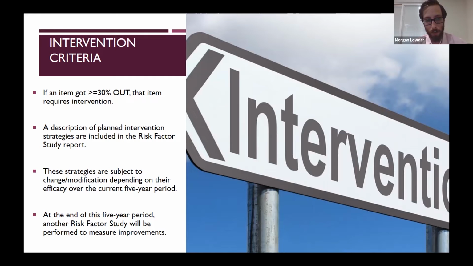If we intervened on every item that had just 1 or 2% out, then that would require a lot of different strategies, a lot of different resources, and a lot more time potentially. So we wanted to focus on the biggest issues. Another thing I want to highlight about intervention strategies is if during your intervention period you need to change something up, the standard allows you to do that. So you're not locked into a single intervention strategy throughout the entire period, unless you want to stick with it. Next slide.